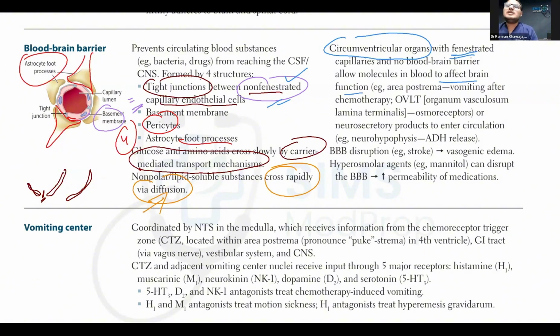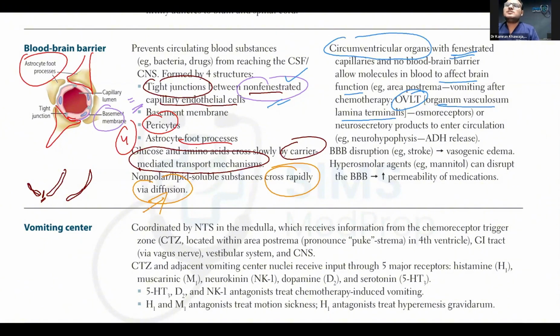One of them is the area postrema, which is called the vomiting center. The vomiting center detects chemicals and changes in the blood, and it is not obstructed or prevented by the blood-brain barrier. It leads to rapid change. And next is the organum vasculosum lamina terminalis, called OVLT, related to osmoreceptors. They act directly, and there is no prevention of these senses by the blood-brain barrier.